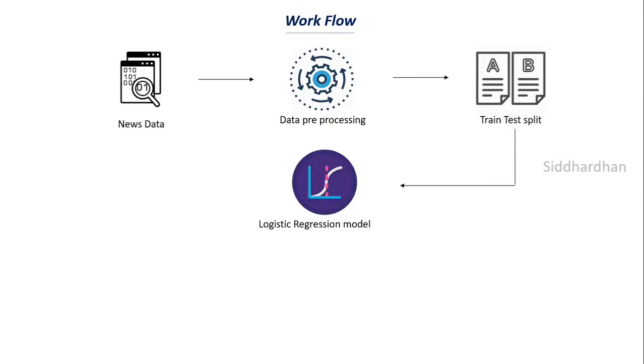We feed this pre-processed training data to our logistic regression model. In this project we are going to use a logistic regression model because this is a binary classification project. Binary classification means we are going to classify the result into two types. It's either real or fake. When it comes to this kind of binary classification problem, logistic regression is always the best.